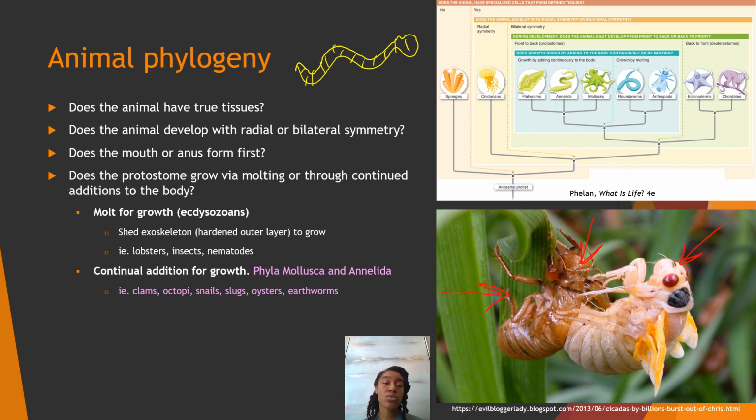If that worm wants to grow, they don't have to shed their outer skin. All they do is just add a new piece to their end. So they just add a new segment, and if they want to get longer again, they add another segment and another segment. And that's essentially how they just keep getting bigger and bigger. Some examples of this are clams, octopi, snails, slugs, oysters, and earthworms.